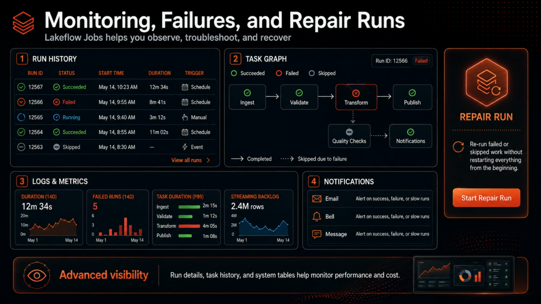Logs and metrics help us investigate duration, errors, streaming backlog, and slow tasks. Notifications can alert the team when a job succeeds, fails, or becomes slower than expected. Repair runs are especially useful because they allow us to rerun failed or skipped work without restarting the whole workflow from the beginning. That saves time, compute cost, and operational effort.